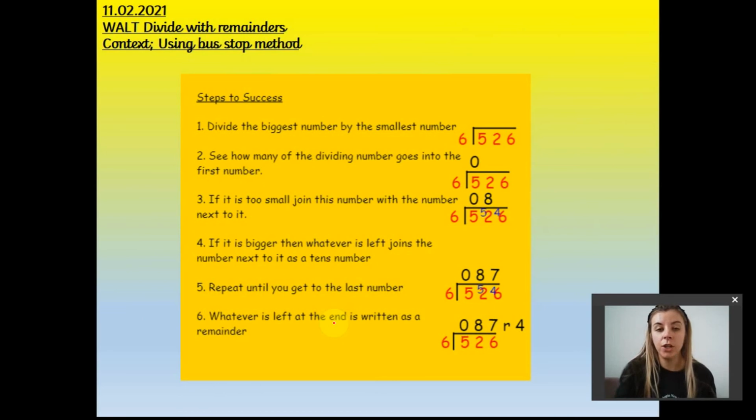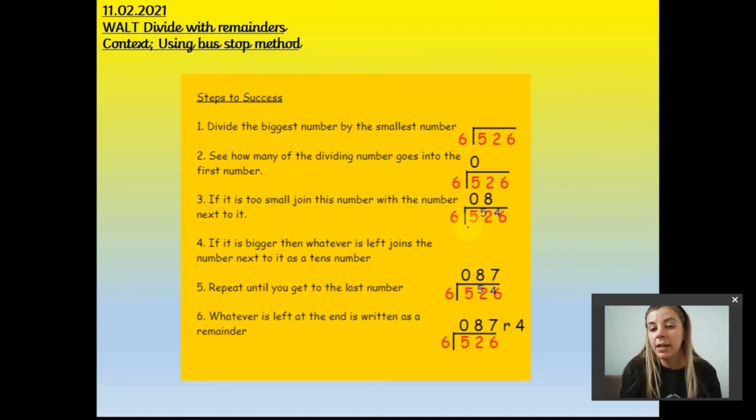So I've got some steps to success here that I'll just quickly go through with you. The first thing you do is divide the biggest number by the smallest number, and you see how many of the dividing number goes into that first number. If it's too small, you join the number to the next one. That's what I just went through with you here.